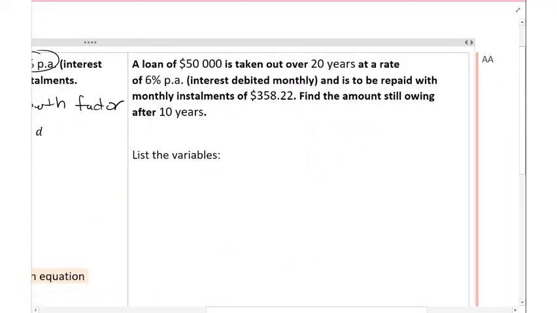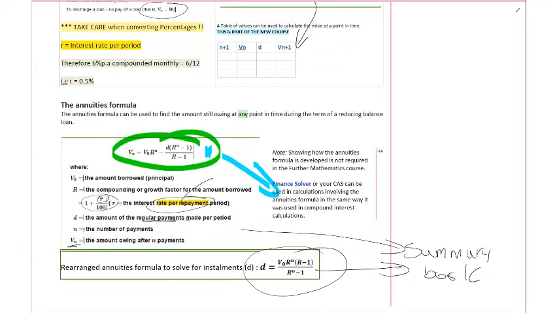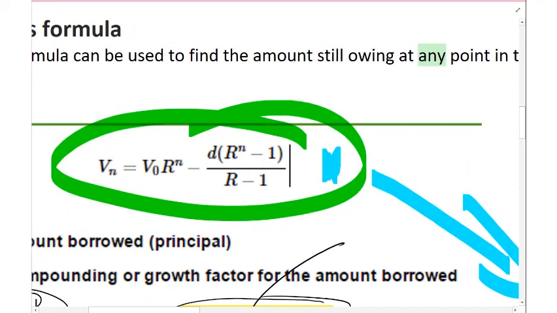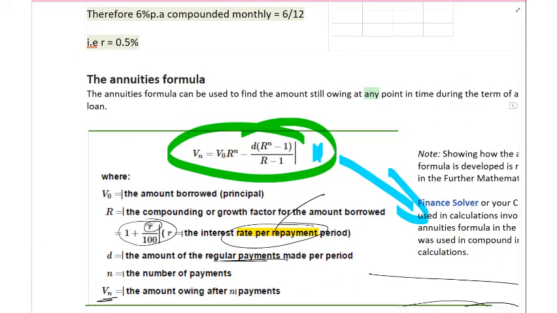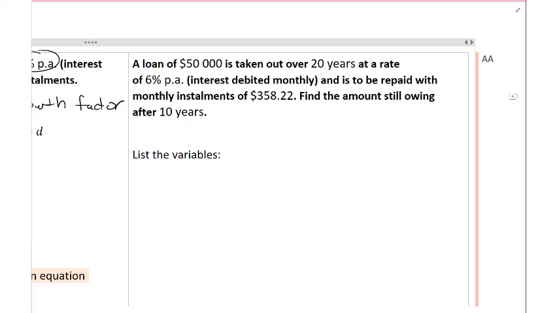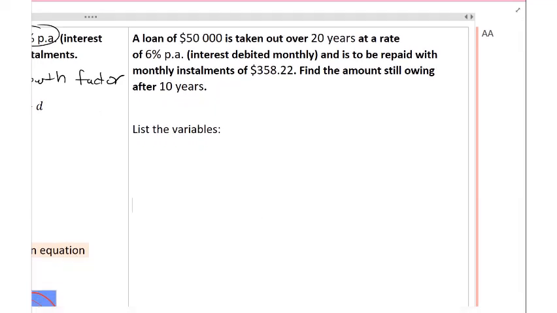So next question. The next question is using the annuities formula. So let's go back and look at the formula you need. This is the formula you need here. Vn equals V0 R to the n minus D multiplied by R to the power of n minus 1 over R minus 1. And you'll see in a moment why I said previously this is messy. It can become messy when you have to write it. But let's just go with what we've got.